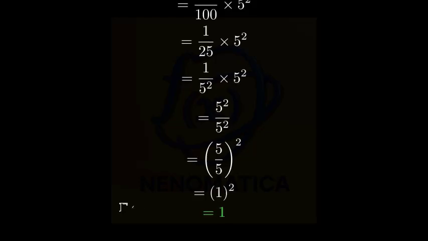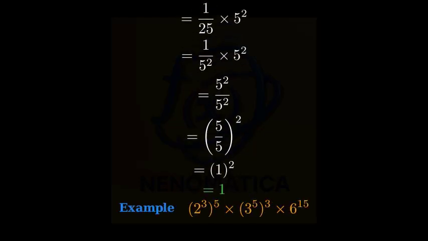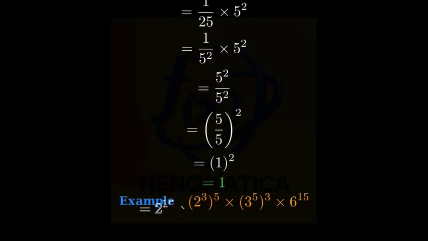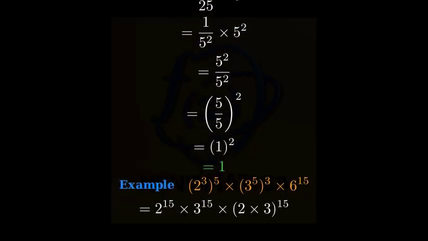Our fifth example is 2 cubed to the power of 5 times 3 to the power of 5, all cubed times 6 to the power of 15. First, let's simplify the nested exponents. 2 cubed to the power of 5 equals 2 to the power of 15, because when we have a power raised to another power, we multiply the exponents. 3 times 5 equals 15. Similarly, 3 to the power of 5, all cubed, is equal to 3 to the power of 15, because 5 times 3 equals 15. So far, we have 2 to the power of 15 times 3 to the power of 15 times 6 to the power of 15.